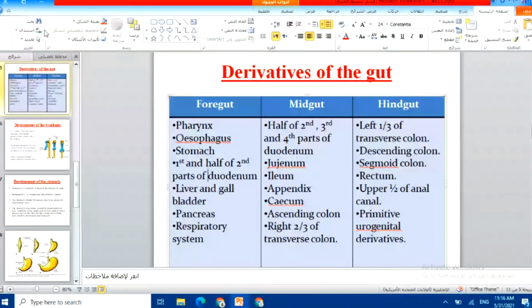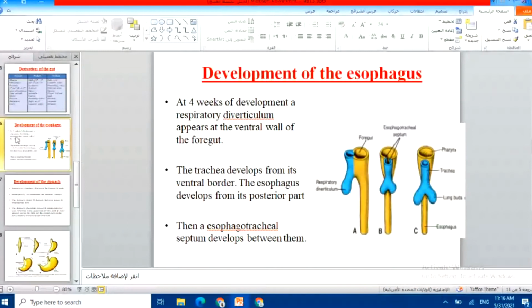اوكي so the development of the esophagus will happen in the 4th week of development. How? I mean, at the same time, whenever the gut itself will form, the esophagus will start to form after the formation of the primitive gut, after the appearance of the foregut and midgut and hindgut. Okay, so how will this form, how will the formation happen? This happens by the respiratory diverticulum.